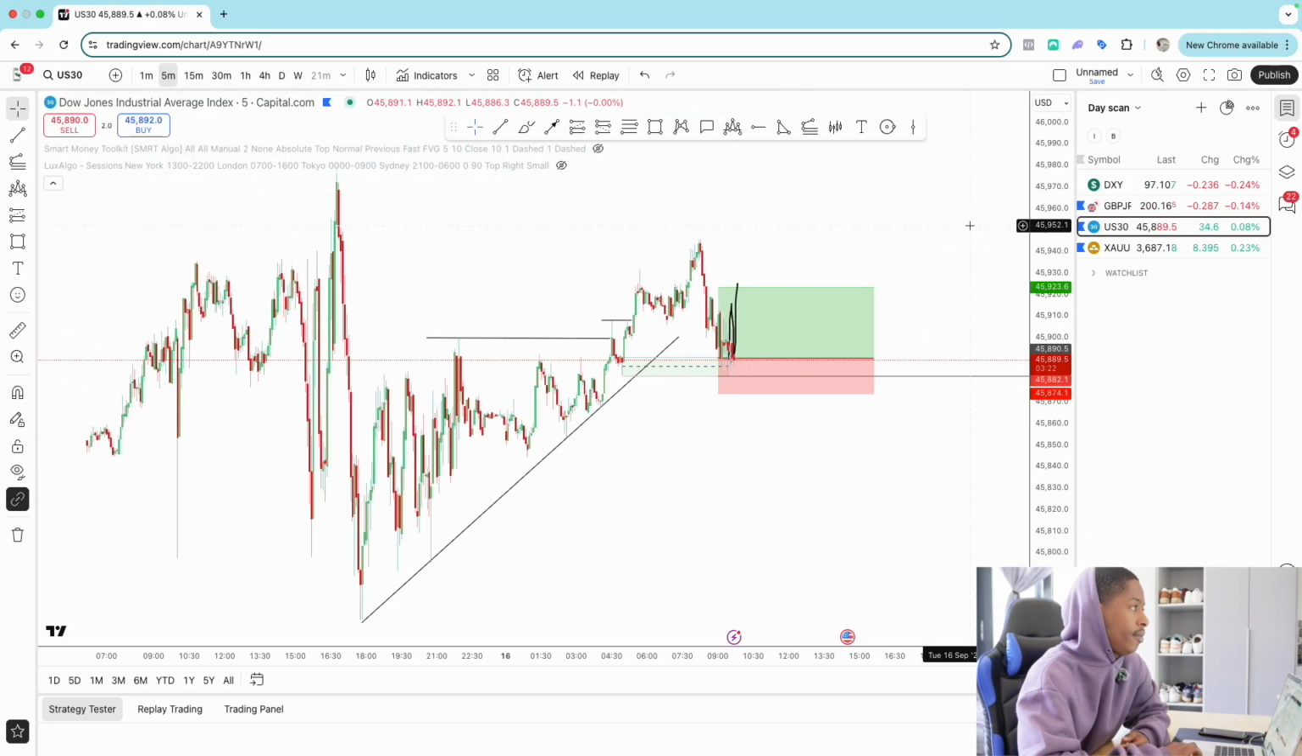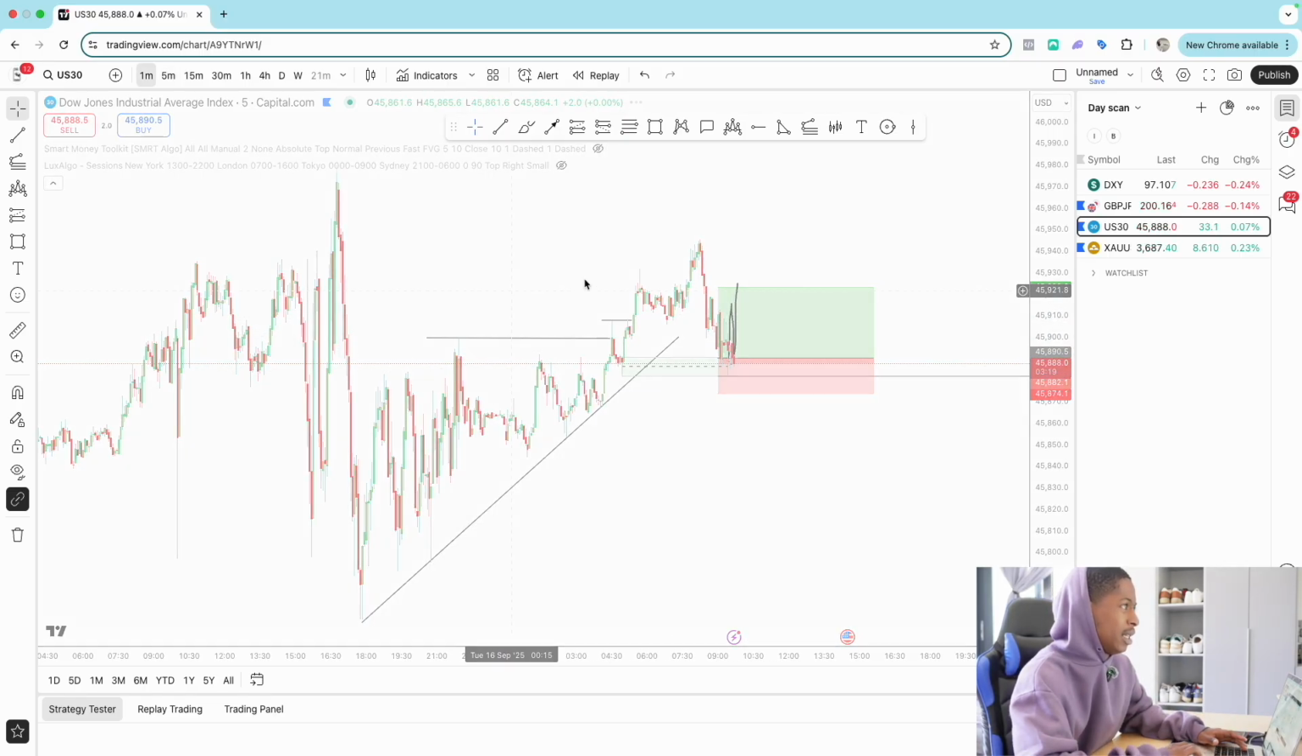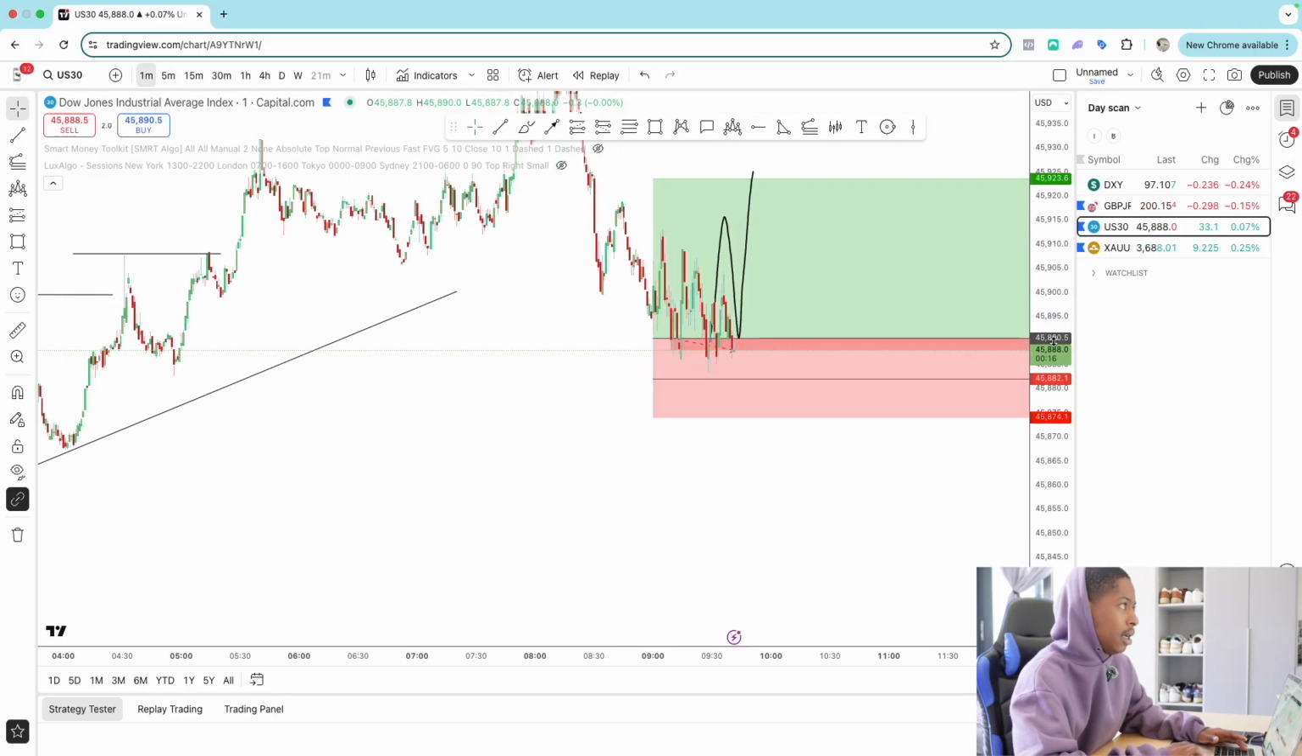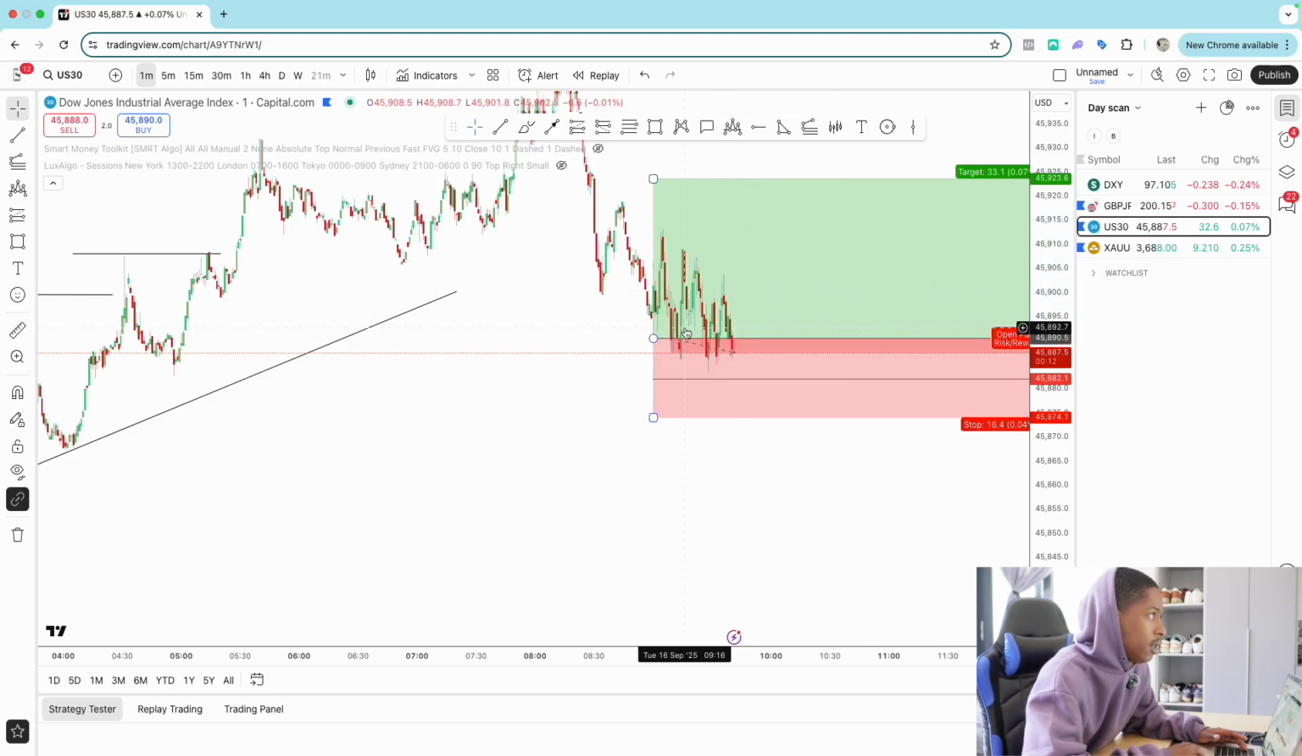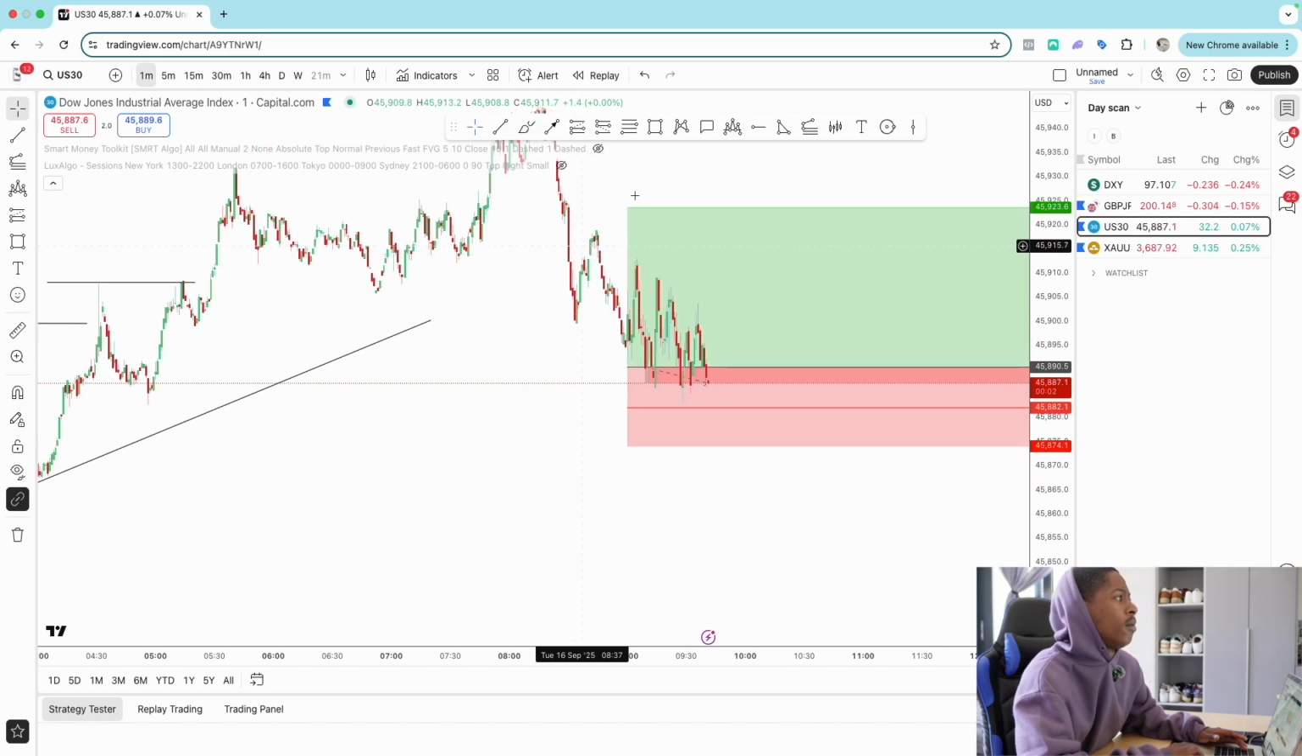So this one, yeah, I'm not really going to be in it. I'm not in it, I didn't take it. So what I wanted is for price to break above, you can see here, break above, come back for a retest, and then go back up. Okay, but I think I'll wait for New York.